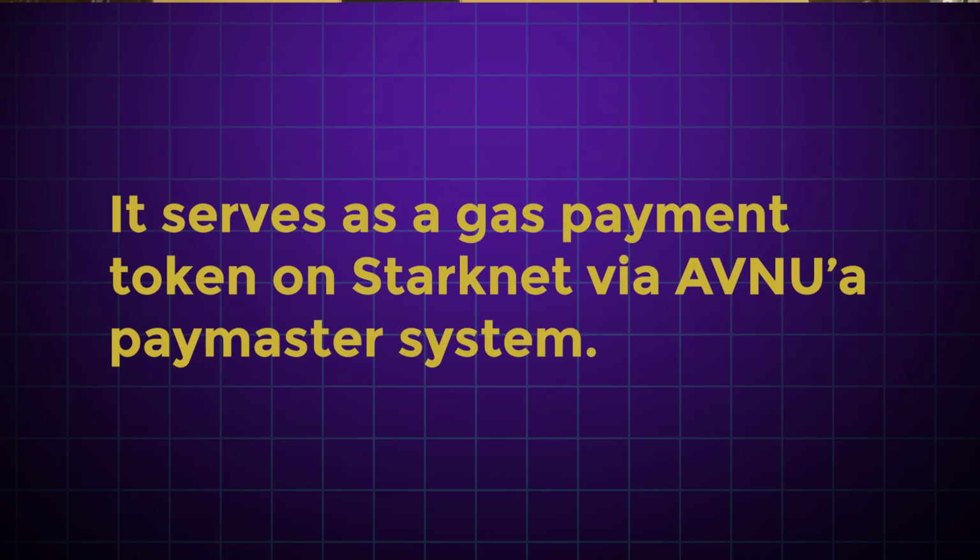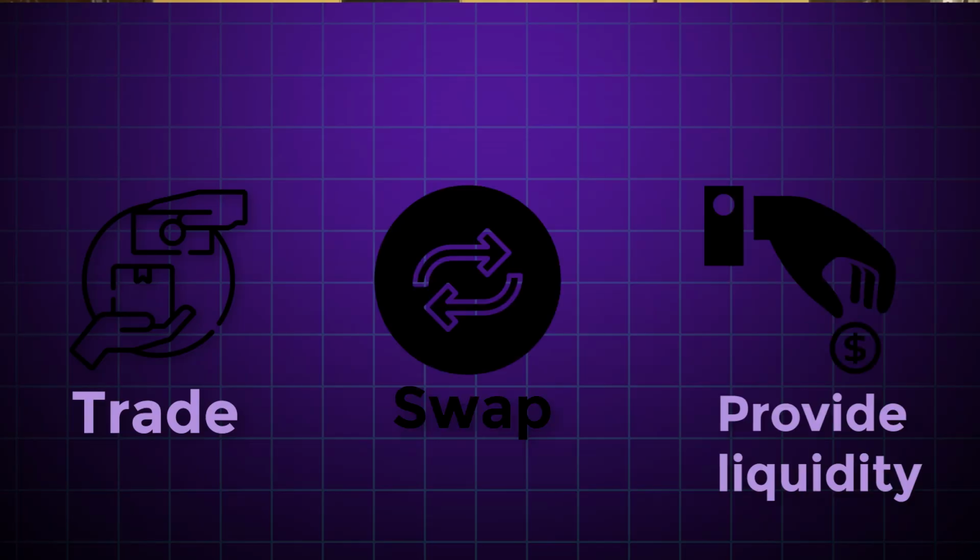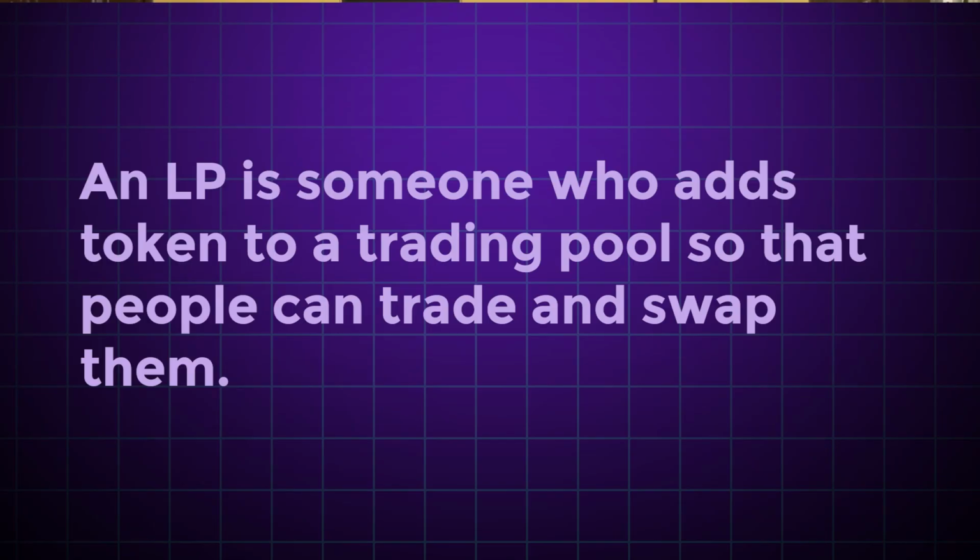DOG is a utility token on Starknet created by the Avenues ecosystem. It serves as a gas payments token on Starknet via Avenues Paymaster system, and it is also tradable against USDC in the DOG-USDC Liquidity Pool, so that users can trade, swap, and provide liquidity with it. An LP or liquidity provider is someone who adds tokens to a trading pool so that people can trade and swap them. In return, these LPs earn fees and sometimes rewards.